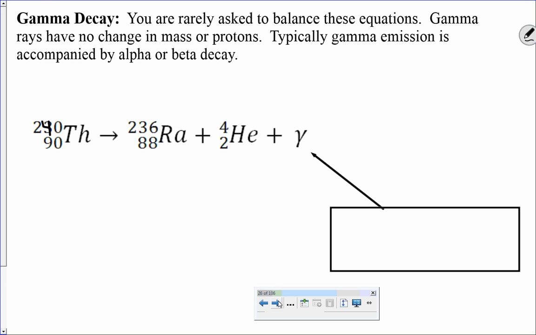For gamma decay, gamma particles actually don't release any mass. So since gamma has no mass and no charge, very often these go along with other types of decay. So here we actually have an alpha particle accompanying this gamma radiation, but as you can tell, there's actually zeros here, so this doesn't actually cause a transmutation per se, and doesn't really affect our overall balancing of the reaction.